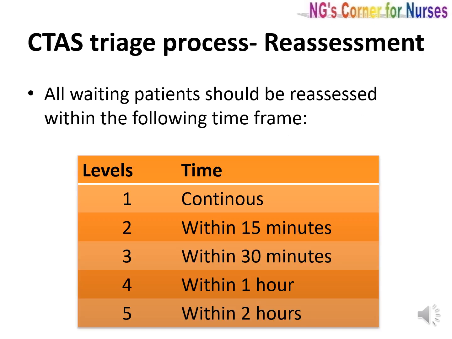In Canadian Triage and Acuity Scale, all waiting patients should be reassessed within the following time frame. For level 1, continuous reassessment. For level 2, reassessment within 15 minutes. For level 3, within 30 minutes. For level 4, within 1 hour. And for level 5, within 2 hours.